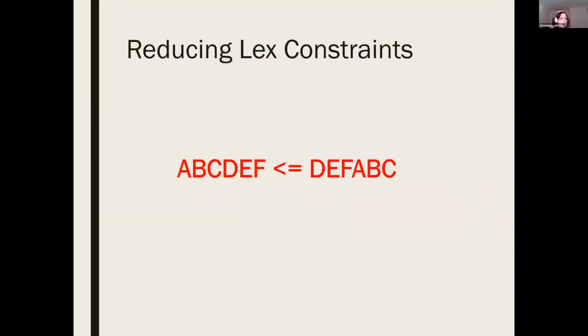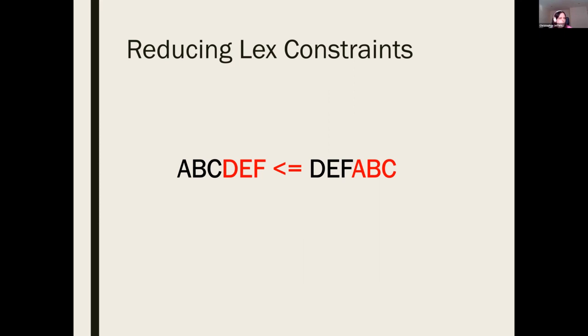Now, I'm going to do a little bit of highlighting here. Consider this constraint in action. So this constraint says that A has to be less than or equal to D. If A is equal to D, then B has to be less than or equal to E. If B is equal to E, C has to be less than or equal to F. If C is equal to F, we go to the next pair, which is D and A.